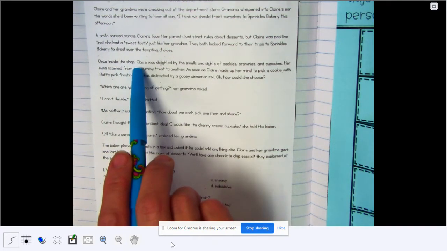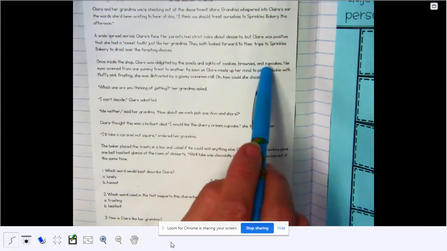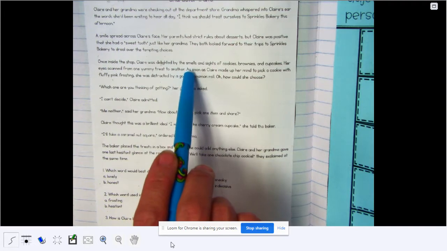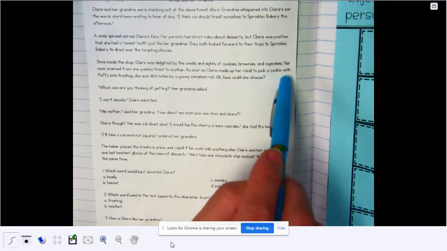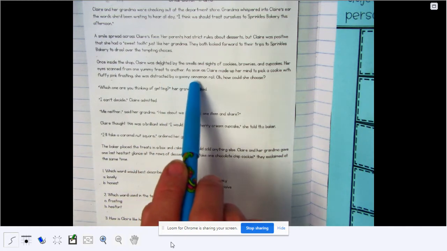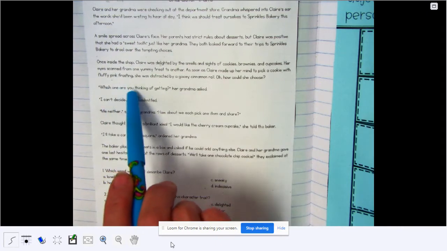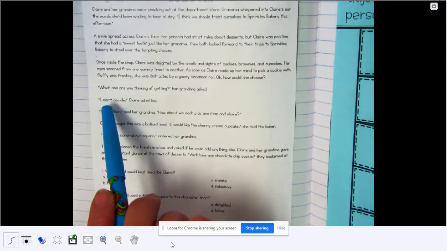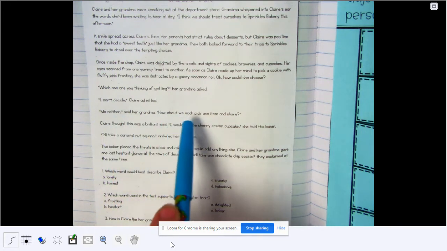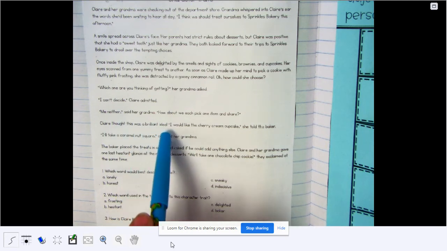Once inside the shop, Claire was delighted by the smells and sights of cookies, brownies, and cupcakes. Her eyes scanned from one yummy treat to another. As soon as Claire made up her mind to pick a cookie with fluffy pink frosting, she was distracted by a gooey cinnamon roll. Oh, how could she choose? "Which one are you thinking of getting?" her grandma asked. "I can't decide," Claire admitted. "Me neither," said her grandma. "How about we each pick one item and share?" Claire thought this was a brilliant idea.